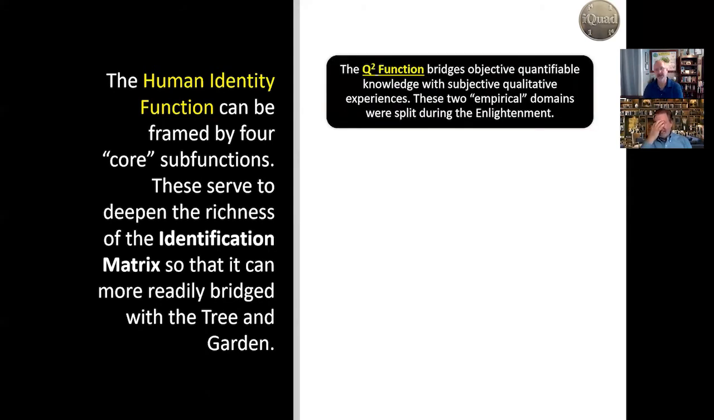So what we're going to do now, the first step we're going to make should be pretty congruent with what we've talked about. We'll call it the Q2 function. The Q2 function bridges objective quantifiable knowledge with subjective qualitative knowledge experiences. And it makes the point that these two empirical domains were split during the Enlightenment. We'll talk a little bit about that.